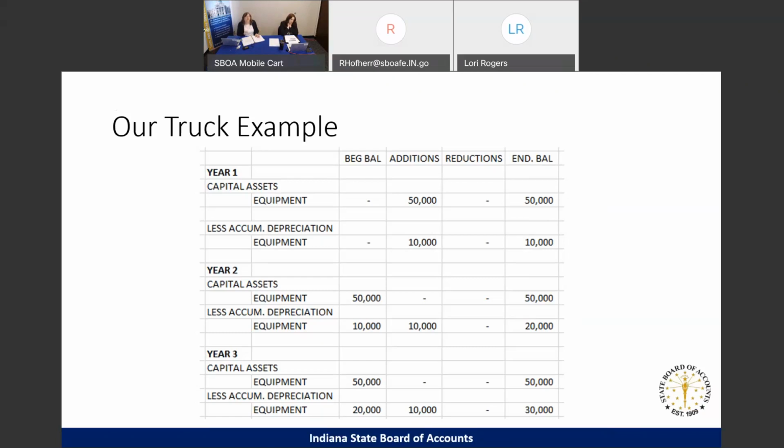Year 2, the value of the asset doesn't change. So $50,000 just gets carried over to the ending balance. But the accumulated depreciation gets another year of depreciation. So the $10,000 plus the additional $10,000 has that accumulated depreciation of $20,000. That was on that earlier slide. Each year we added $10,000 more. Year 3, same thing. 50,000 doesn't change, but we've added another year of depreciation. So now we're up to accumulated depreciation of 30,000 at the end of the third year that we own that truck.